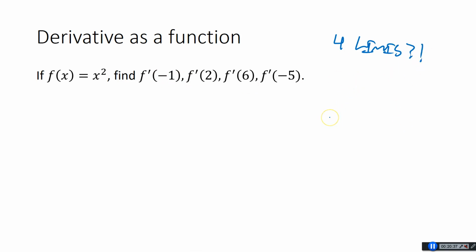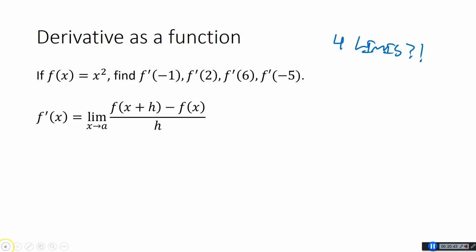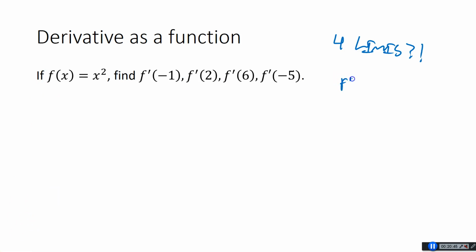You can if you want to. It's just fine, but it takes a long time. So what I'm going to do here instead is I'm going to try to find a formula for f prime of x. So my goal here is, if I find out that f prime of x is equal to like 7x, it's not, but let's say it was. Then what would f prime of negative 1 be? Well, it would just be negative 7, right?